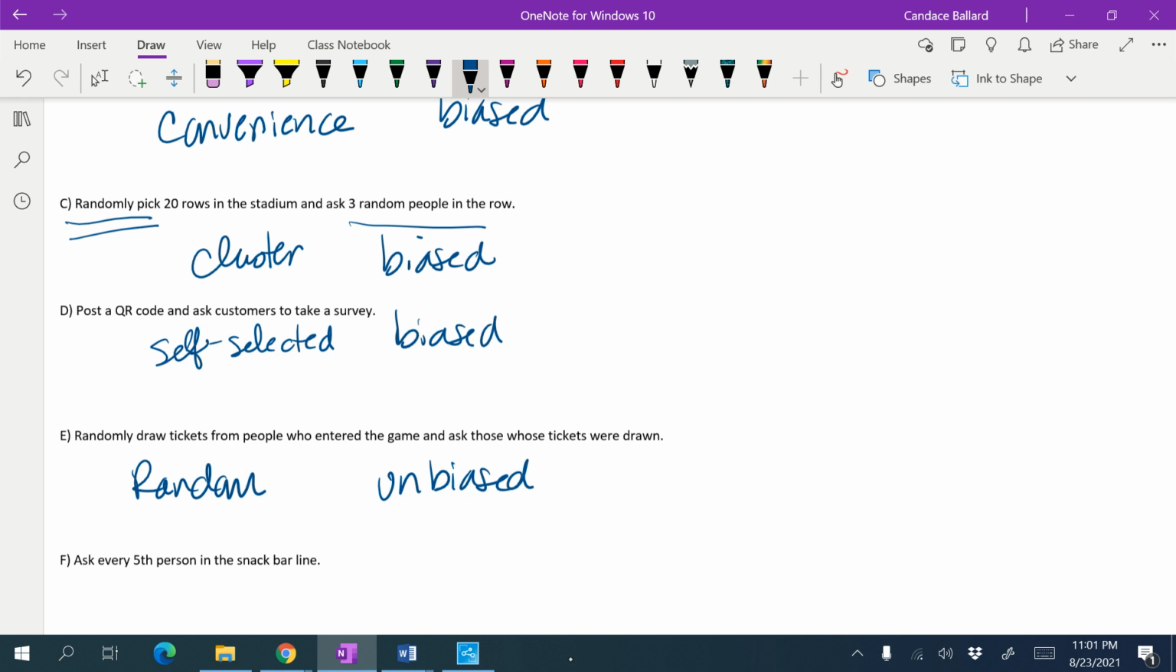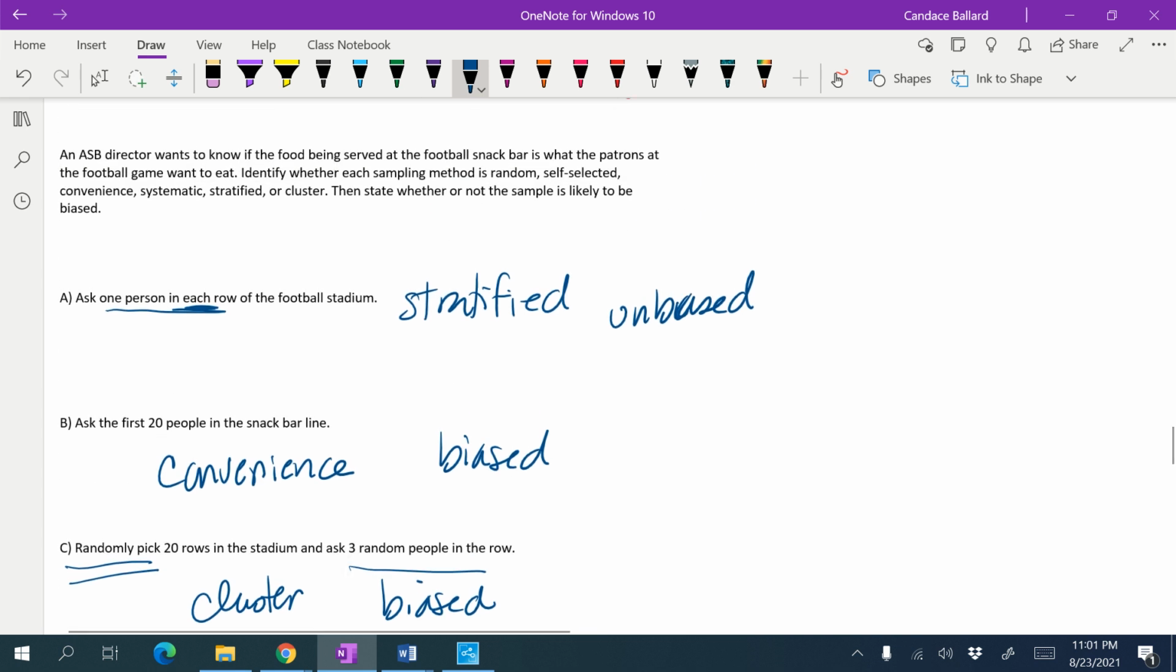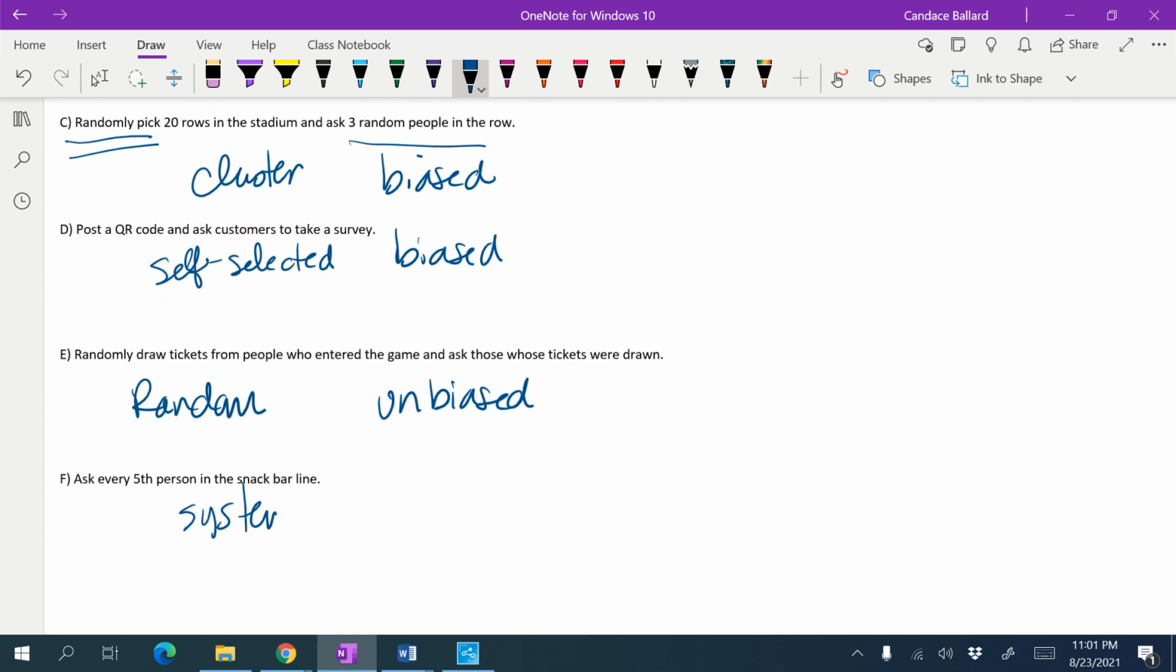And then we ask every fifth person in line at the snack bar. That one is systematic. Never spell it right. Systematic. In this case, systematic can go either biased or unbiased. Because they were already in the snack bar line, they probably like the items there, so I would say that this is biased. If we were asking at the gate versus at the snack bar line, I would say that that would be unbiased.